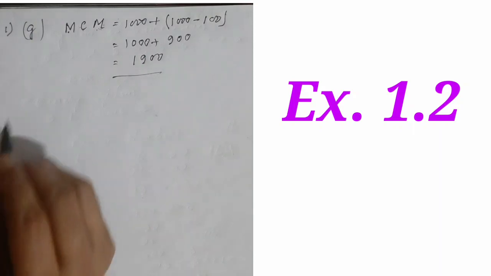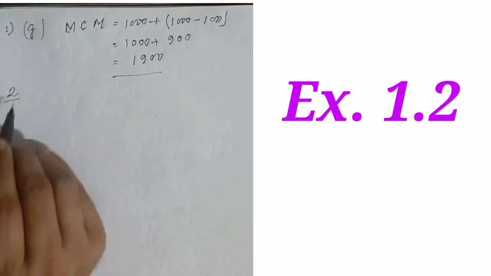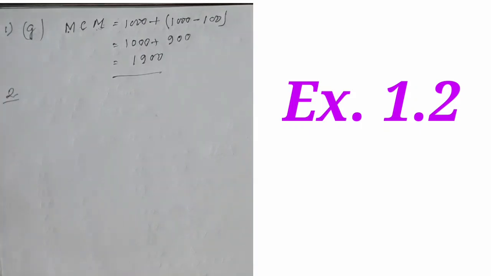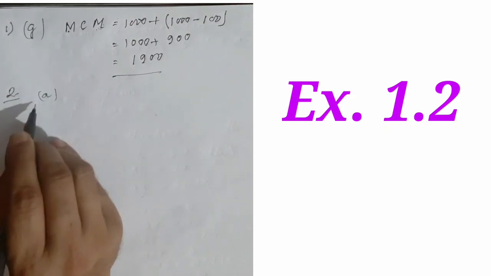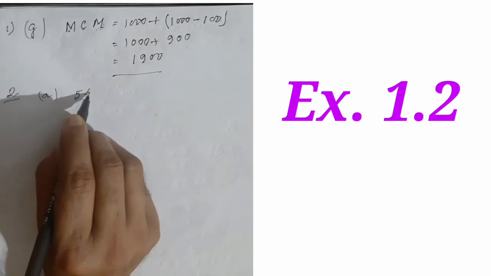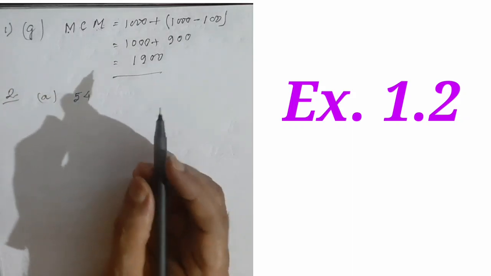Now question number 2. What is the question asked in question number 2? Here the question is, write in Roman numerals. In the first one the questions were given in Roman numerals and we converted to decimal numbers. Now here decimal numbers are given, then we have to convert to Roman numerals. So the first one is 54. We have to convert to Roman numerals.